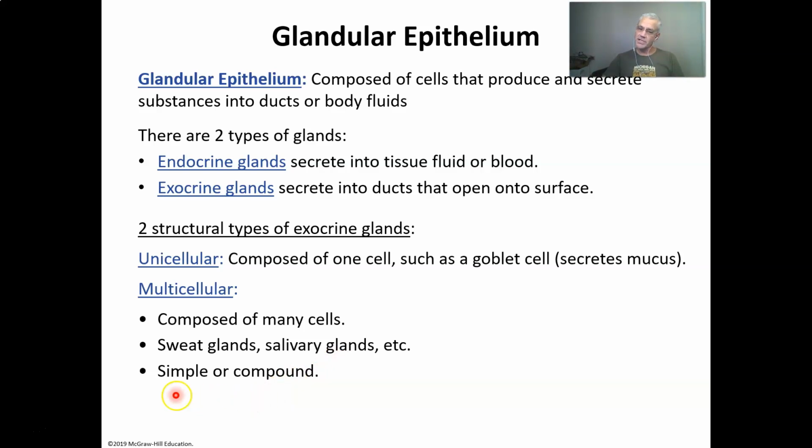Now, these come in different shapes, simple or compound glands. This does not exactly fall in line with simple or compound epithelium. This is not simple or stratified. It doesn't quite work that way. I'll show you why.